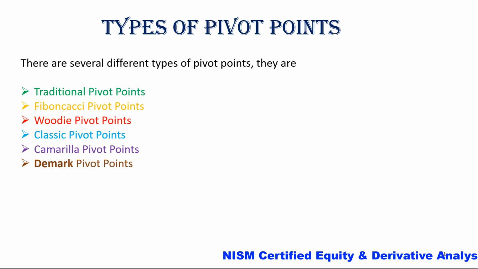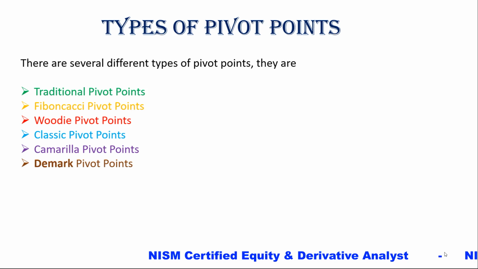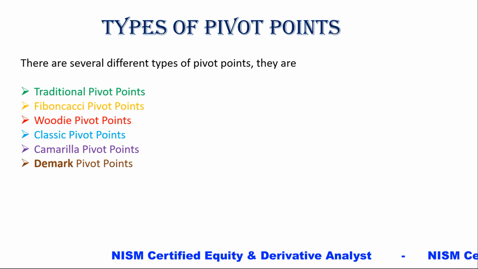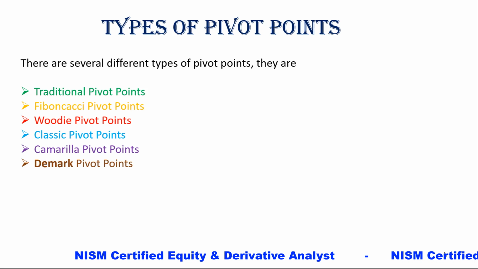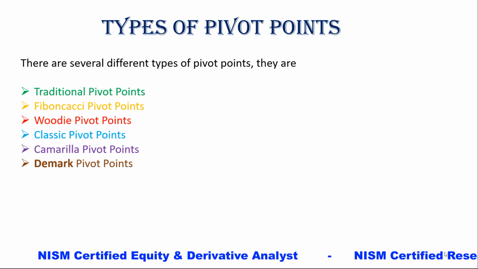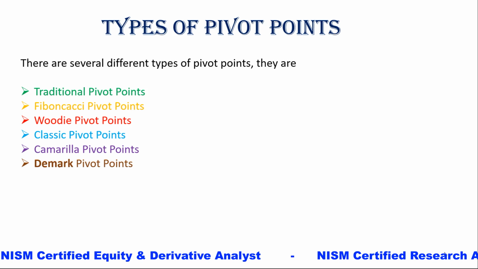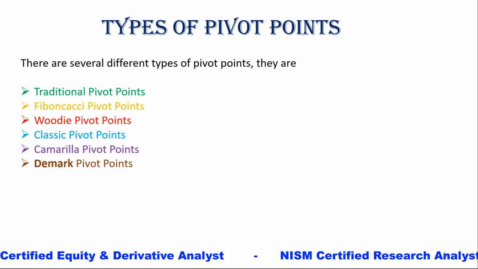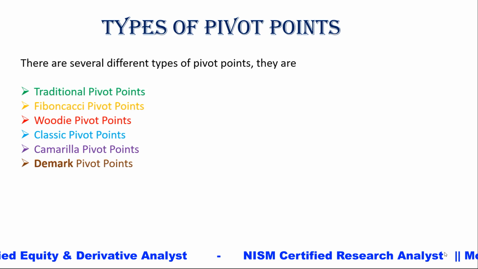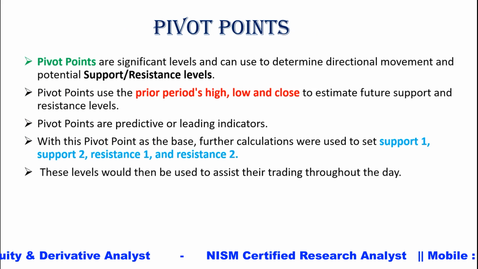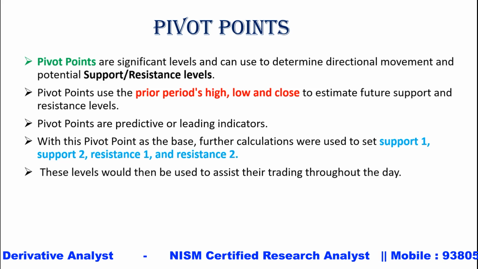Okay. So, each pivot point's support and resistance is calculated based on the high, low and close. But the calculation will be different. Alright. It depends upon each trader which type of pivot point we have to use in our trading. What is the meaning of pivot points?